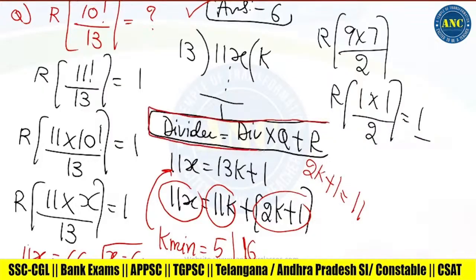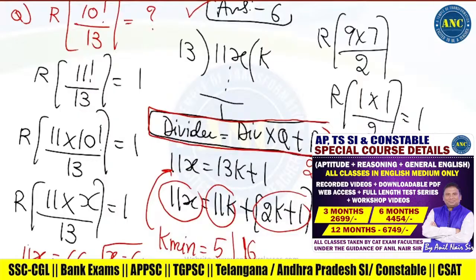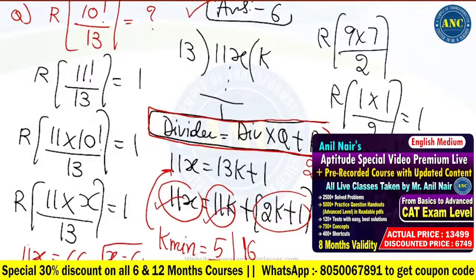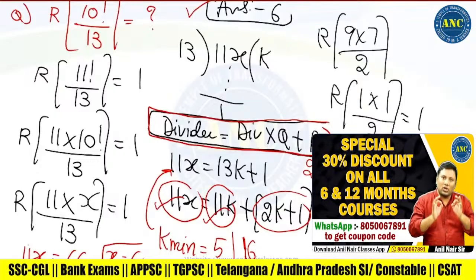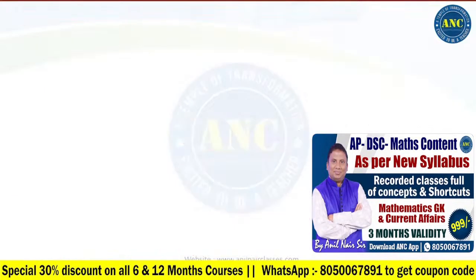Dividend equals divisor into quotient plus remainder. Whether you take the lowest value or the highest value, the answer will still be the same. 11x is 11k plus 2k plus 1, divisible by 11. The k value is 5, 11x is 66, and the x value is 6. Idea clear, right?